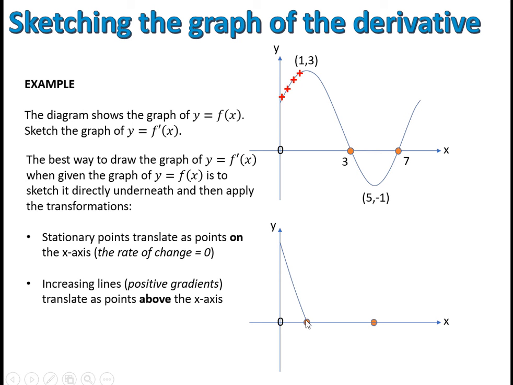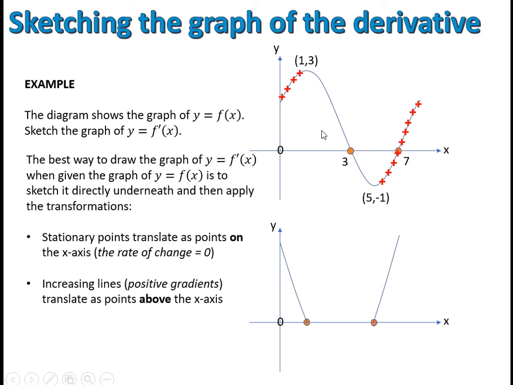So it's starting above the x-axis, but we know it has to come to this point. So it's obviously going to come down to this point. Right, so then we've also got increasing after this stationary point. So after this stationary point, we can see it's increasing again. So once again, it's going to be above the x-axis here. Okay, so we draw a line like that.